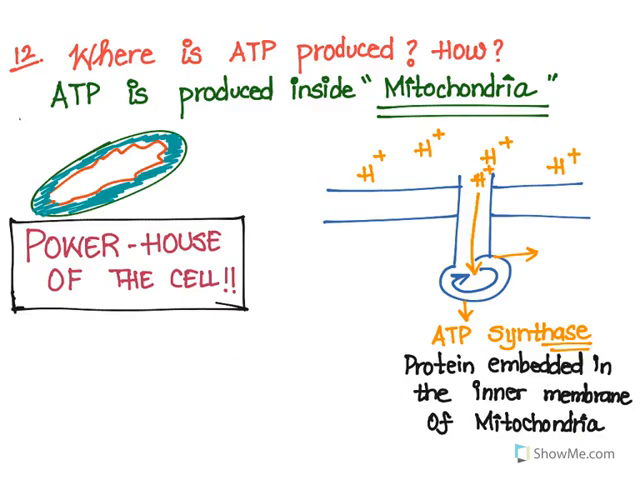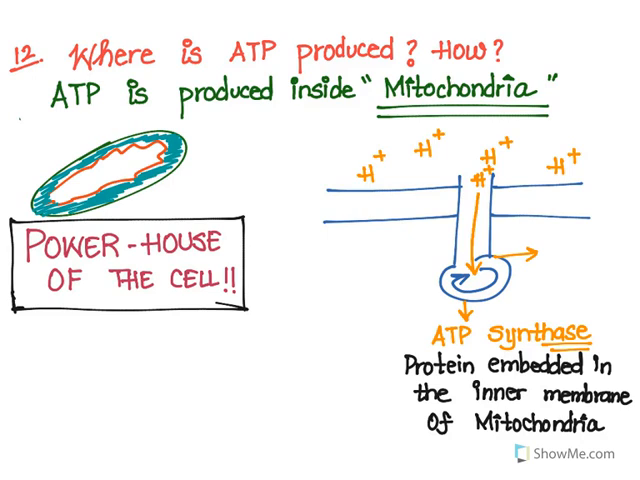Now, the next question that arises is, where is this ATP actually produced and how is it produced? ATP is produced inside mitochondria. Mitochondria is also called the powerhouse of the cell because it manages a lot of functions of the cell and keeps it working perfectly. Also, ATP synthase is used in the production. And remember, any word that ends in ASE in biology is usually an enzyme.